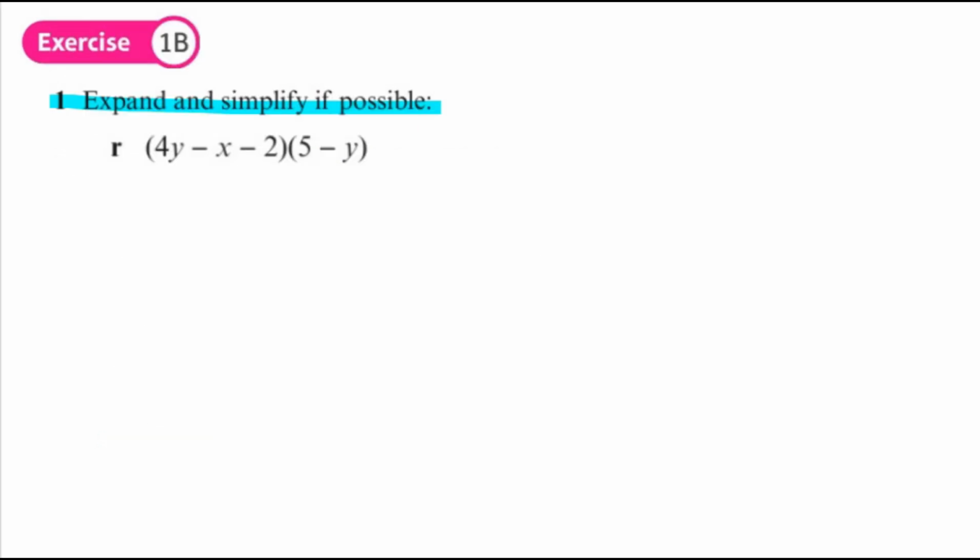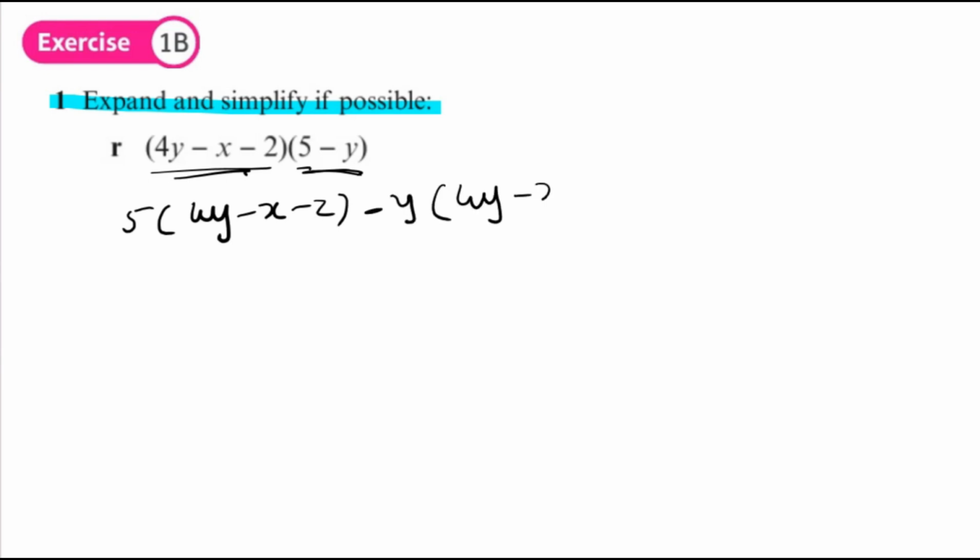Okay, let's move to exercise 1b. Question 1, expand and simplify if possible. Here we have two brackets. This bracket has two terms. So this first term we can multiply with this second whole bracket. So 5 into 4y minus x minus 2. The second term, which is minus y, multiply with the bracket 4y minus x minus 2. Now 5 multiplies with the whole bracket, minus y multiplies with the whole bracket.